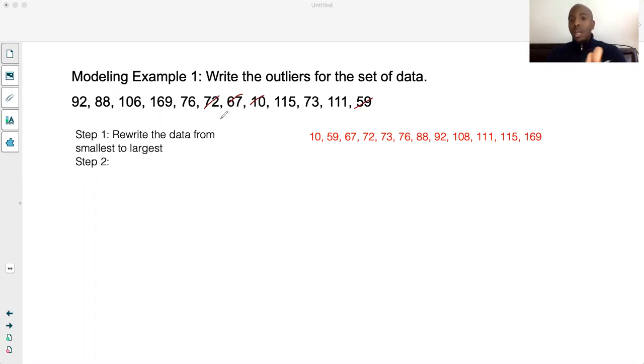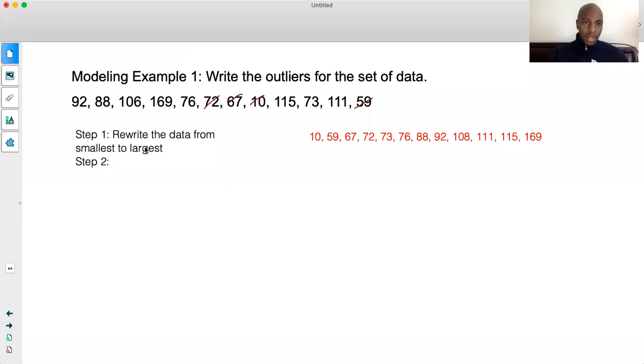Now, after I'm done rewriting my numbers, I'm going to count how many I have here. 1, 2, 3, 4, 5, 6, 7, 8, 9, 10, 11, 12. There are 12 numbers here. Make sure there are 12 numbers in the original as well. So 3, 6, 9, 12. Perfect. So they both have 12 numbers. That means I didn't miss a data point, and I wrote them from smallest to largest. That's your first step.